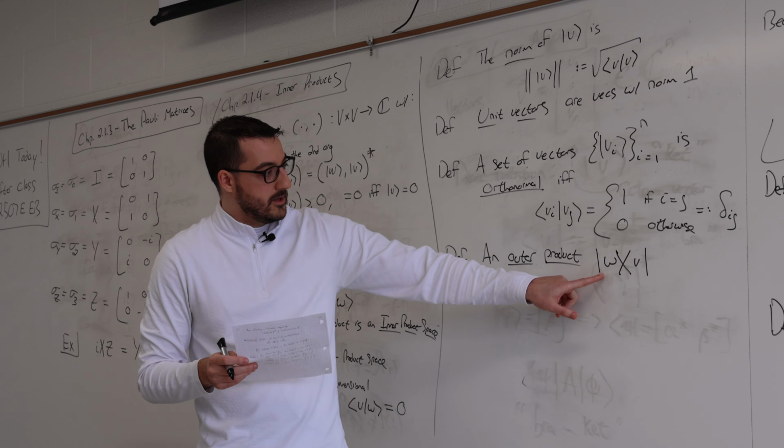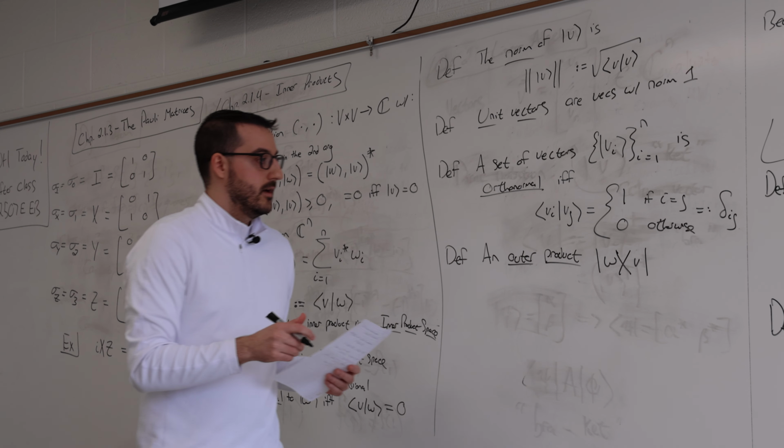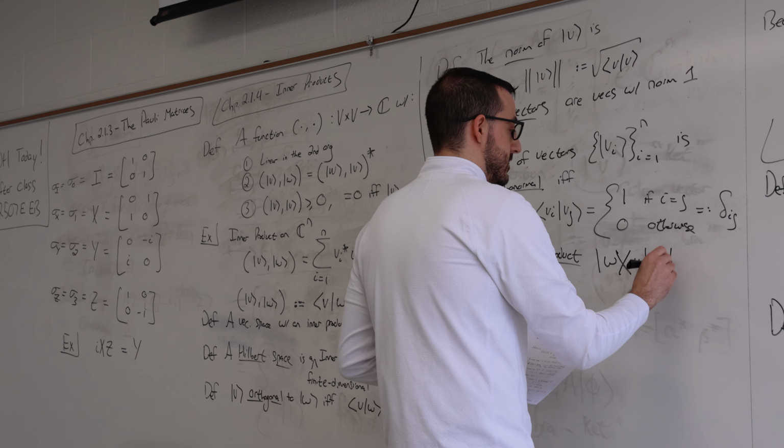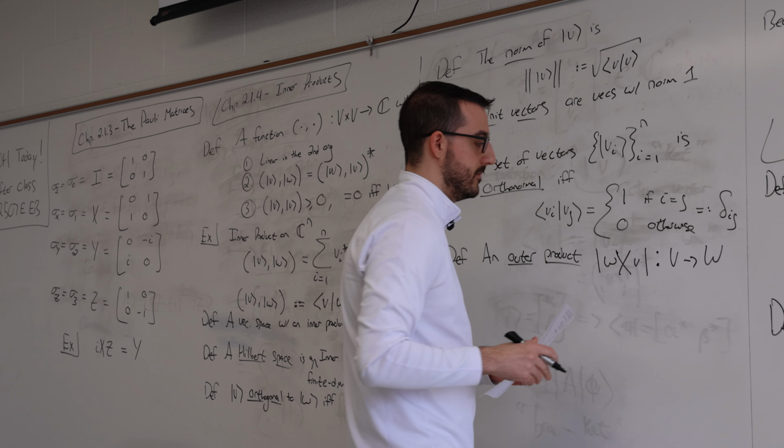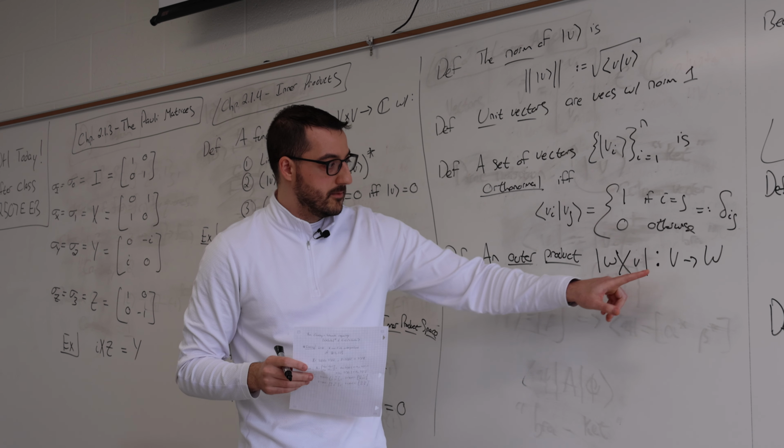So ket w times bra v, which will go from a vector space v to a vector space w, v being a vector in v, w being a vector in w.